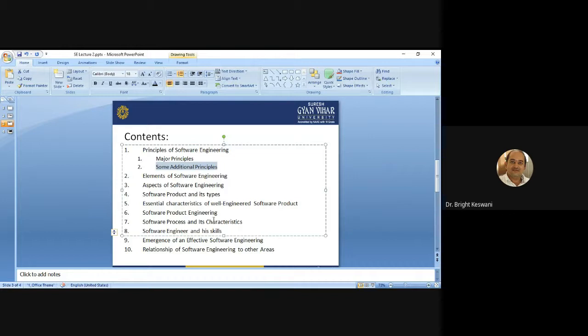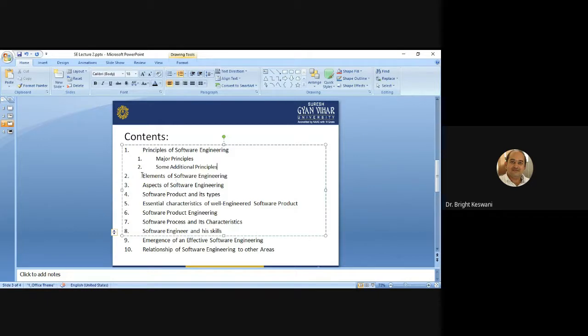Okay. So this is all about the principles of software engineering. There are 15 major principles and some additional principles as well. I have elaborated all the principles. Hope you have understood all the principles of software engineering.